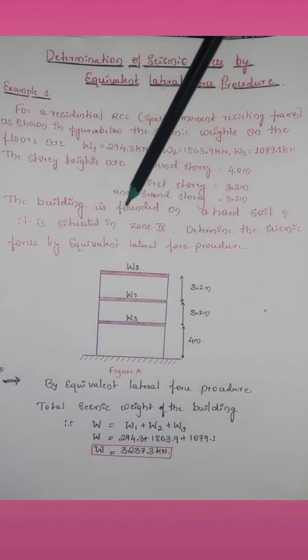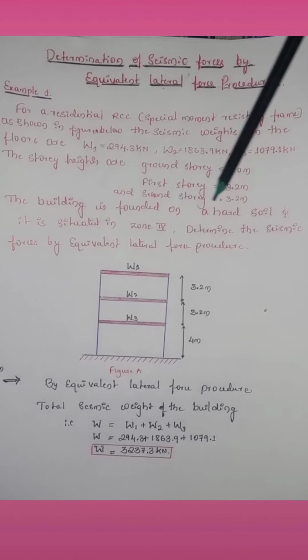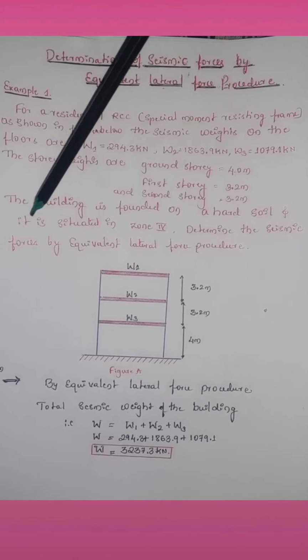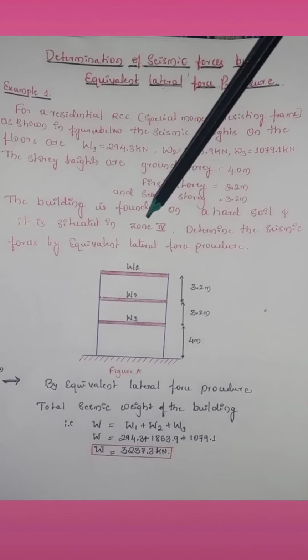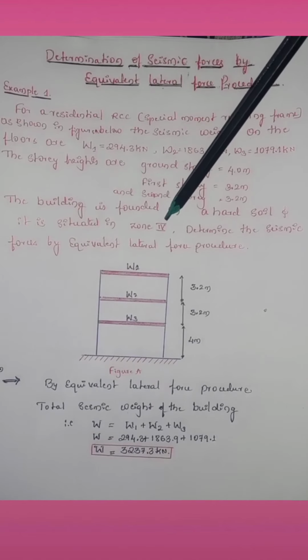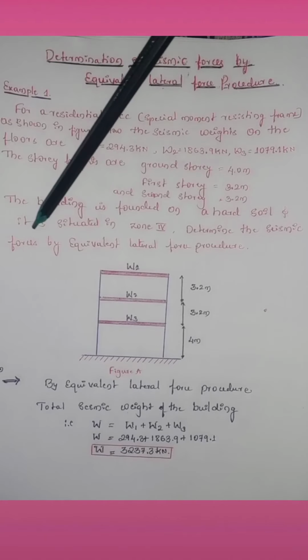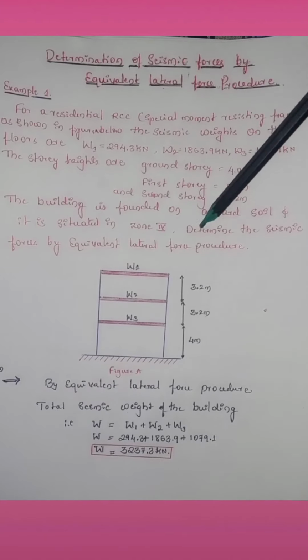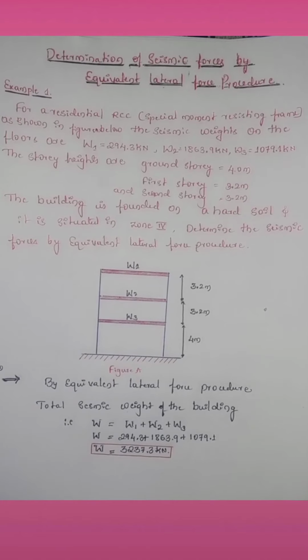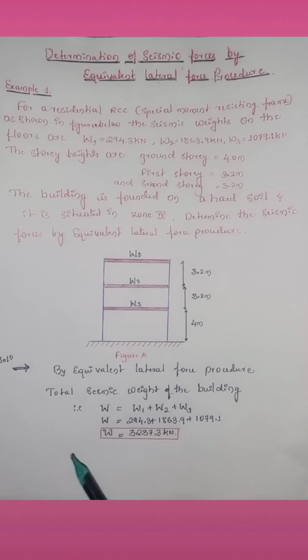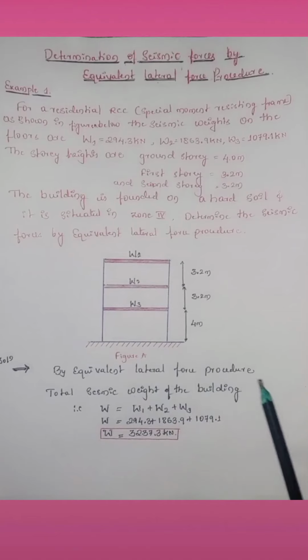The building is founded on a hard soil and it is situated in zone 4. So determine the seismic forces by equivalent lateral force procedure. Okay, we need to determine the seismic force by the equivalent lateral force procedure. Now we have to solve it.